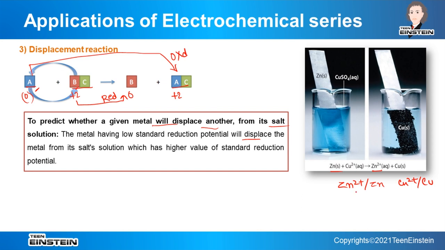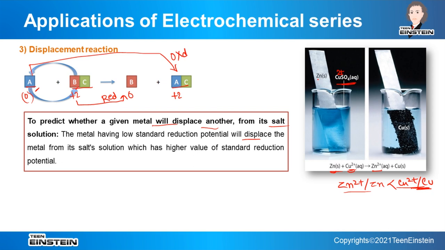Now if we compare the reduction potential values, the Cu2+ | Cu system has a higher reduction potential value. That means this species will accept electrons from the other species. That means Cu2+ will accept electrons from Zn. So here copper is present in its salt form because it is Cu2+. Suppose it is copper sulfate. So in the beaker we have copper sulfate. That means copper has oxidation state +2.